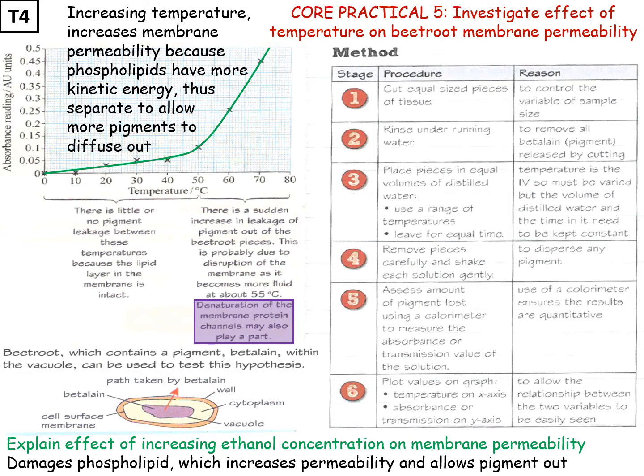Another way in which temperature could affect membrane permeability is that not only does it separate the phospholipids, but it could also denature the membrane proteins, and again that increases permeability and allows pigments to go out.